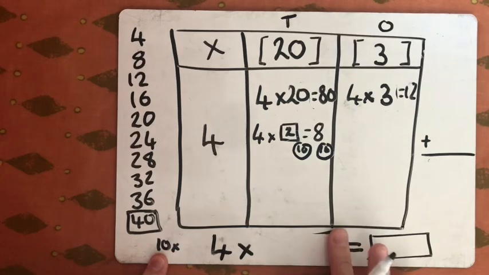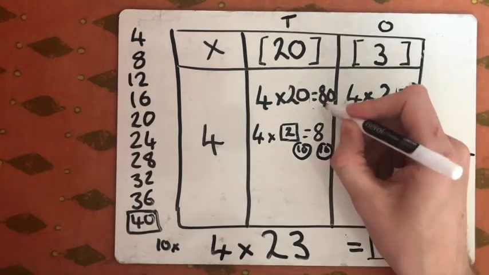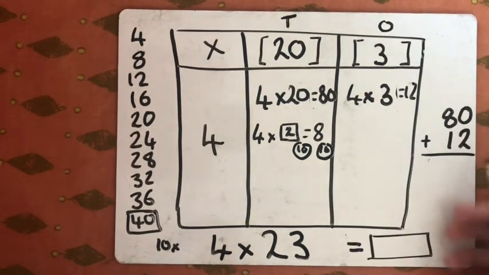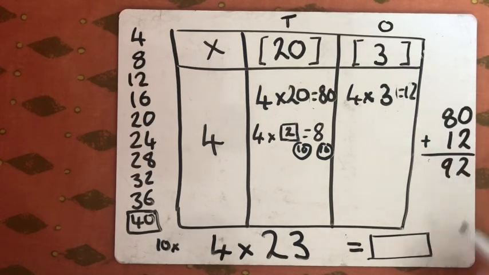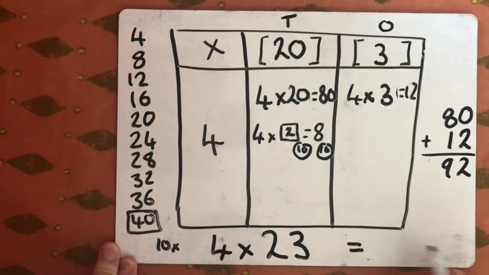So I've got my question I started with. 4 multiplied by 23 gives me something. And I'm going to add up the 80 I've got here and the 12 from the ones column. 0 add 2 gives me 2. 8 add 1, 8 tens add 1 ten gives me 9 tens, so 92. So my answer to this is 92.